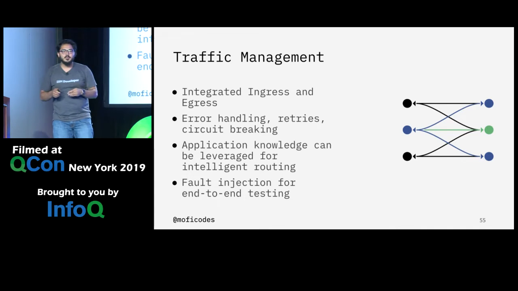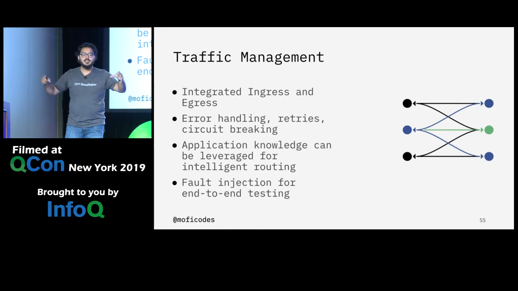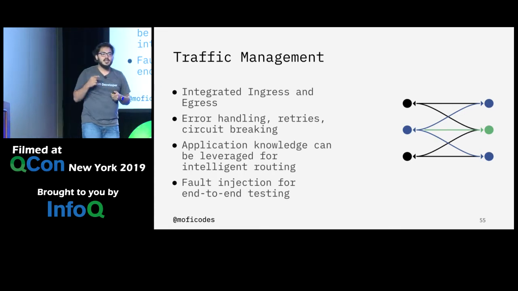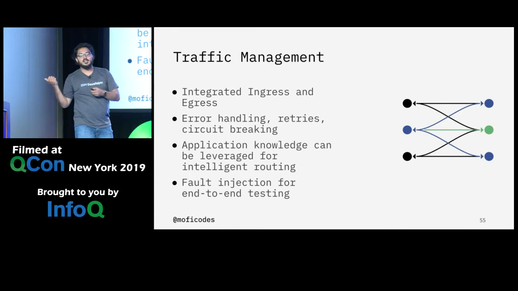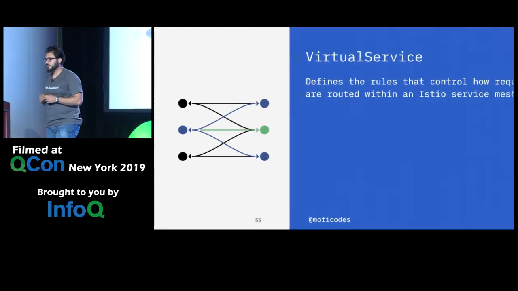So traffic management, again, you have ingress and egress that are both within Istio. Sometimes there are certain tools that will handle service-to-service traffic, but not on the edge. Istio actually handles everything from the edge to service-to-service. It also does error handling, retries, and circuit breaking logic. And you can also inject faults in your cluster to do some minor chaos engineering if you need to.